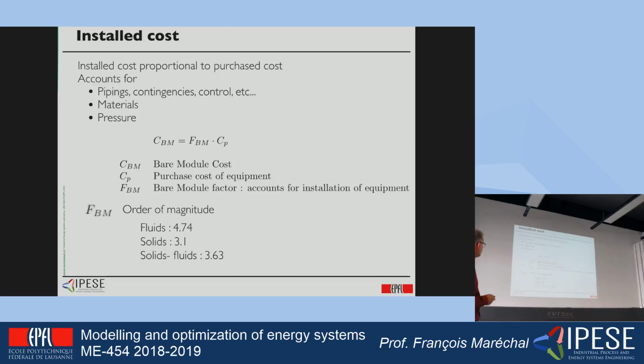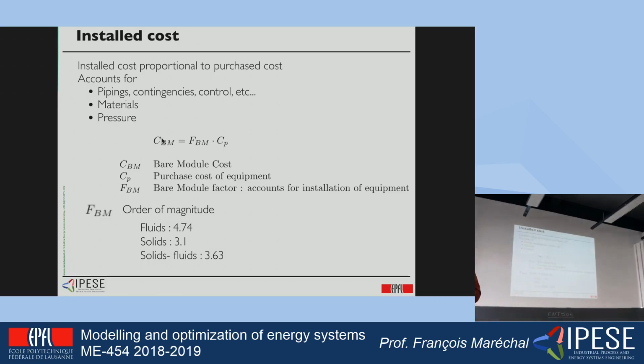So when I have the bare module factor and the purchase cost, then I can calculate the bare module cost, which is the cost that the unit will have when it is connected to the system. Typically there is a factor of 4 between the cost that you pay to have the unit delivered at the entrance of your plant and to have the unit connected and operated in the system.